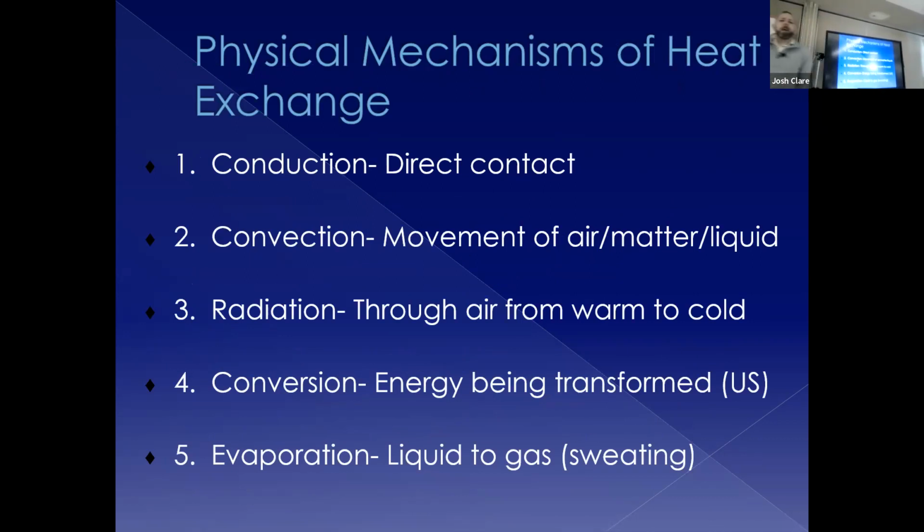So what are some mechanisms of heat exchange? Well, we have direct contact, which is conduction heat. Convection, movement of air, matter, liquid. Who's got a convection oven? What's the difference between a convection oven and a regular one? Yeah, and how does it distribute that heat? With air. My stove has both convection and non-convection options, and all it is, is a little fan goes ting, ting, and just circles the air better.